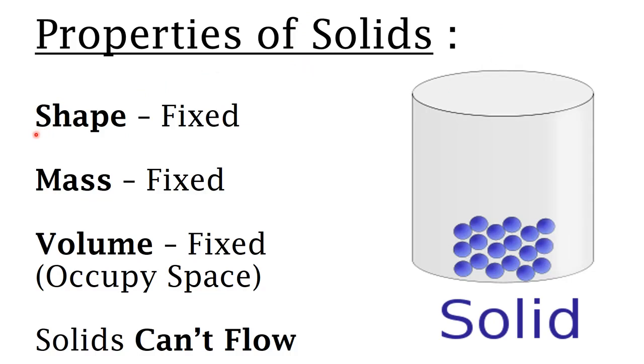If we talk about shape, their shape is fixed. Mass of solids is also fixed. Volume, it means the space which they occupy, yes, it is also fixed. And we know that solids cannot flow. You can check here that all the particles which constitute a solid are closely packed. They have fixed shape, mass, volume, and they do not flow.